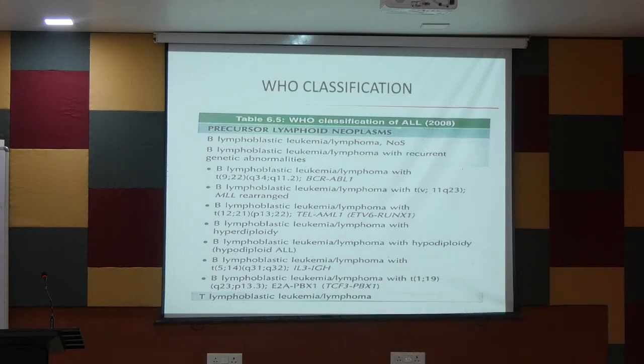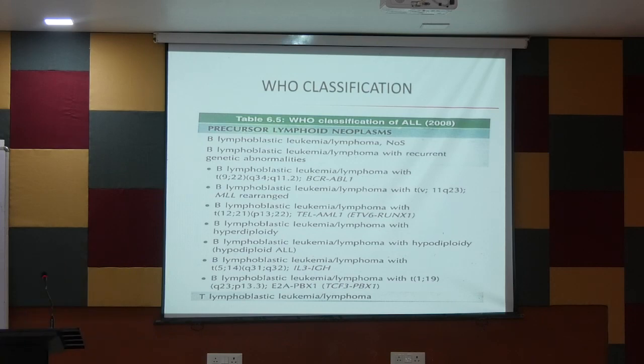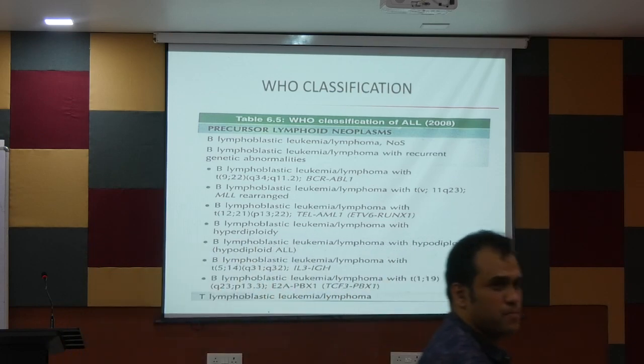Patients with that genetic abnormality, which is identified by immunophenotyping, if the patient harbors that particular fusion gene, he is categorized in the poor category. t(12;21)(p13;q22), that is TEL-AML fusion gene. Again, that has a good prognosis. So this is basically the classification, and then the last one is T lymphoblastic leukemia/lymphoma. So this is basically the WHO classification.